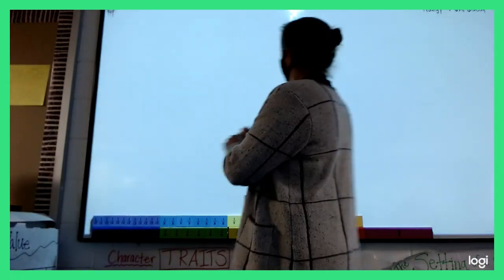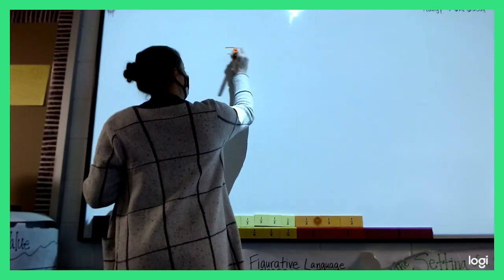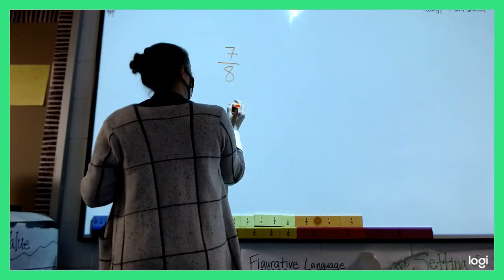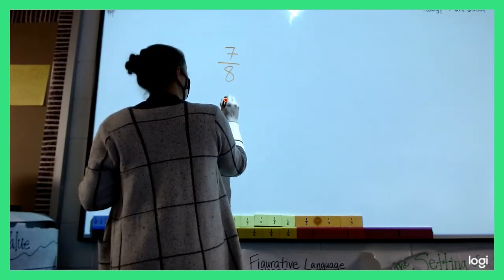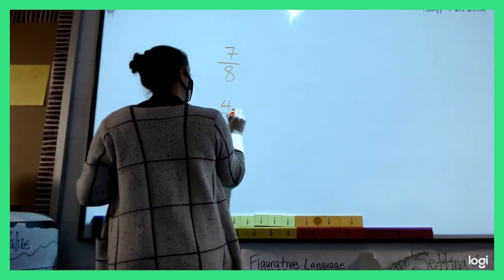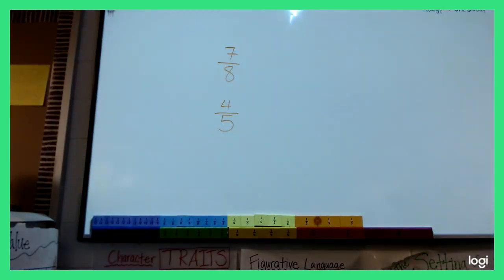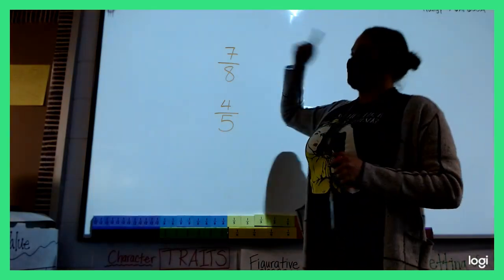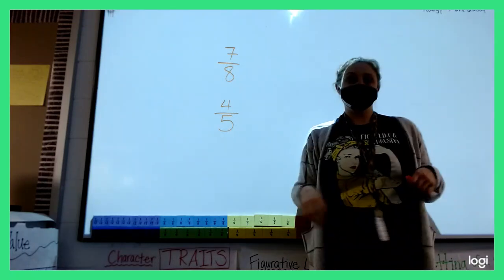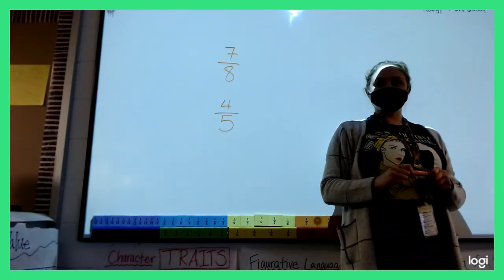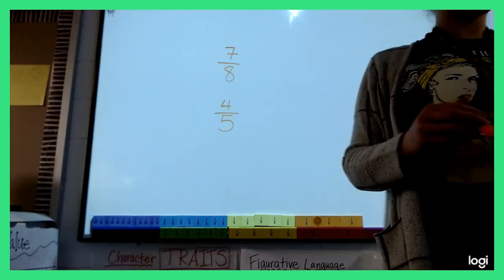Let's try this one. Let's do 7/8 and 4/5. I'm doing this one because sometimes people still want to just think it through in their brain. And they'll go, well, that's one away from a whole thing. That's one away from a whole thing. They're the same. Do you think that's necessarily true? No. We have to check, okay? We can't just guess. Mathematicians don't just guess.